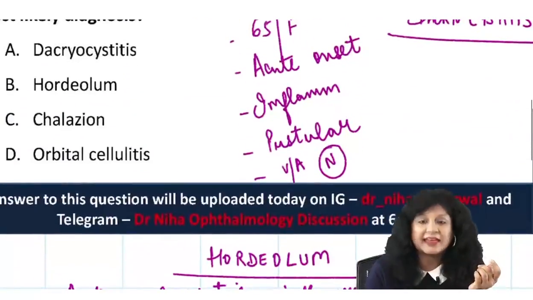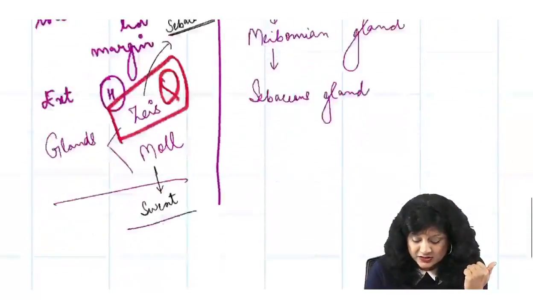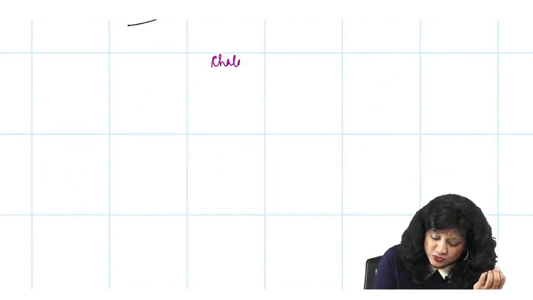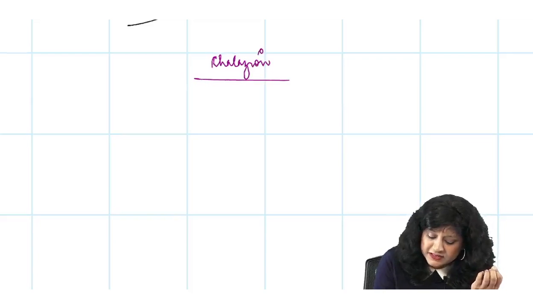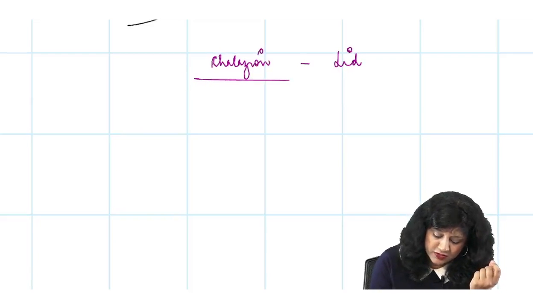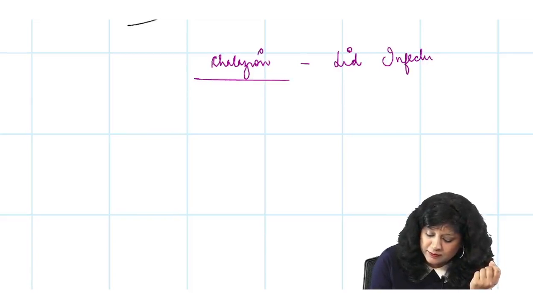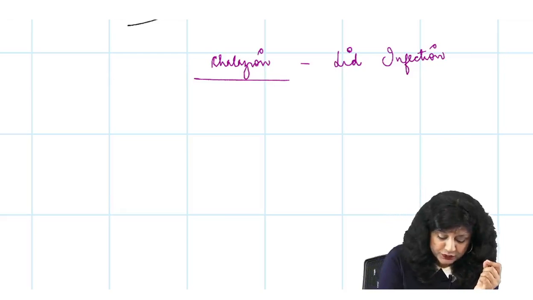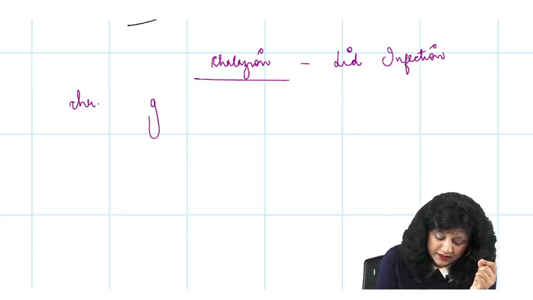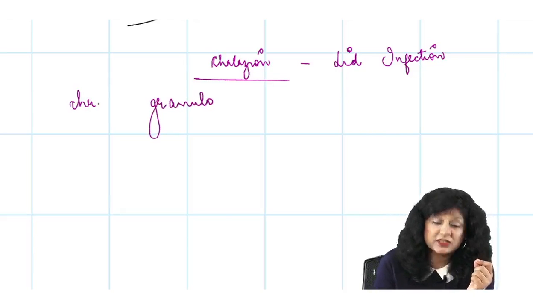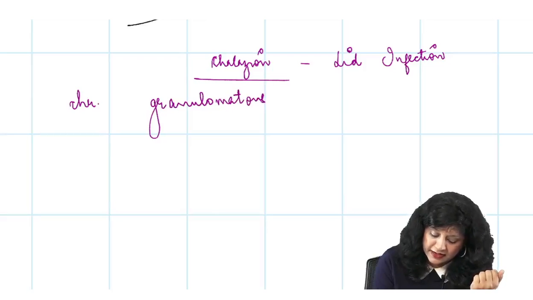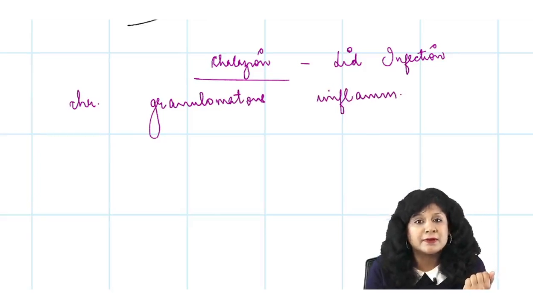Coming to the next one, chalazion. Now why is it not chalazion or why is it chalazion? First of all, understand what is actually chalazion. Chalazion is again a lid condition, so this is not occurring on the medial canthus of the eye as it is given. This is a chronic granulomatous condition. It is not an infectious condition. It is chronic granulomatous inflammation that you are getting.